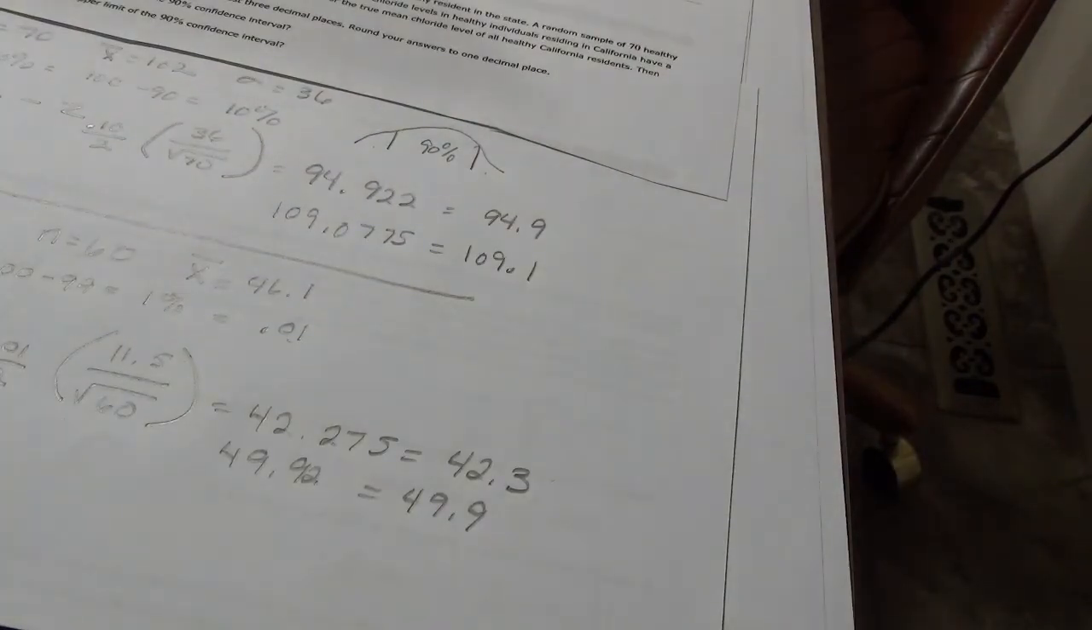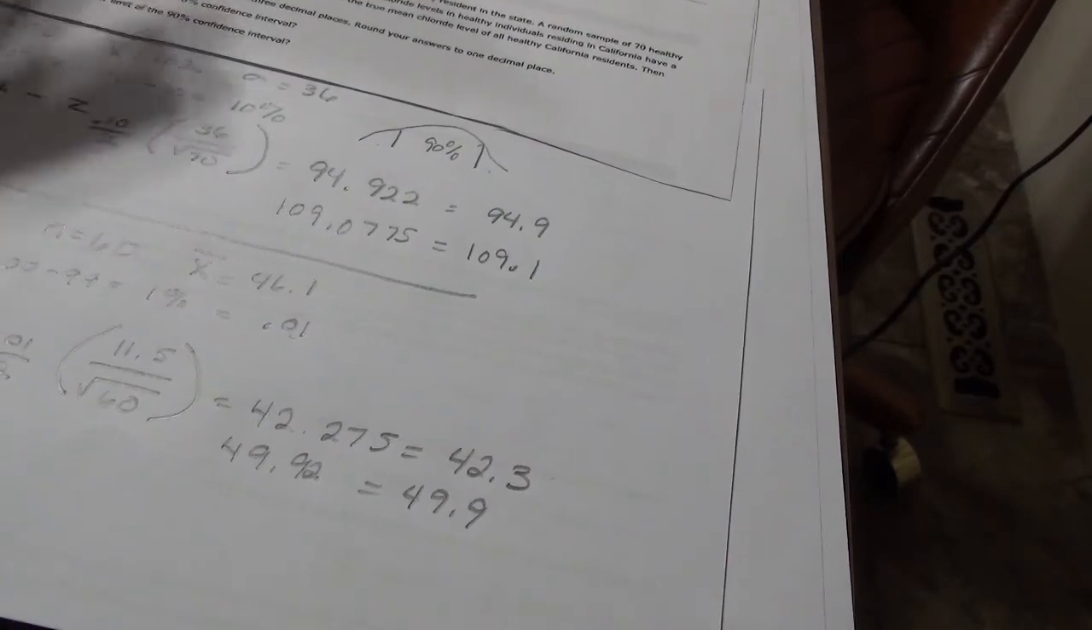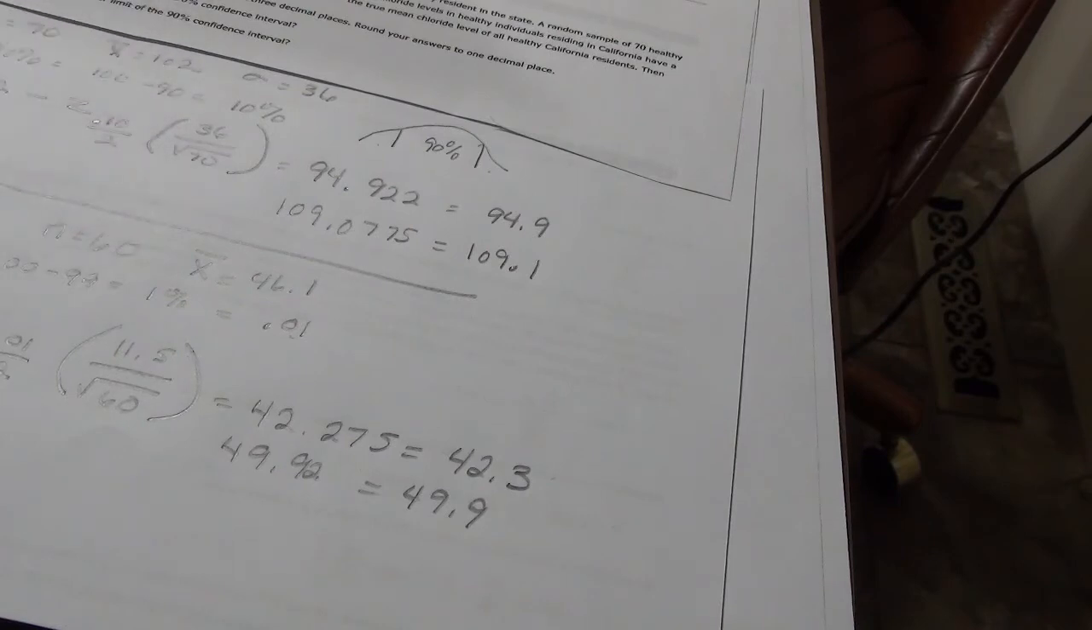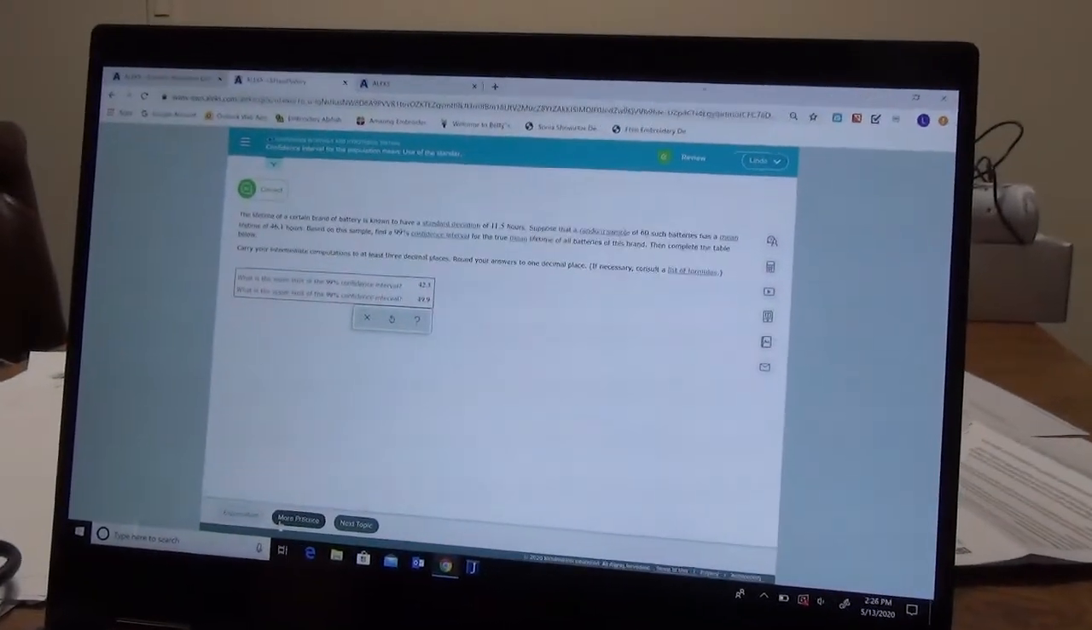So I can go ahead and enter that in on Alex, 42.3 and 49.9. And if I check that, you can see that we got that correct.